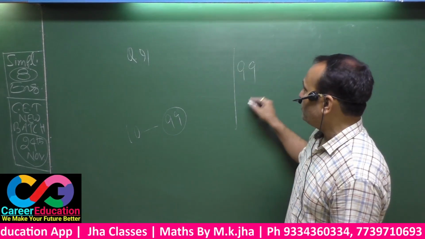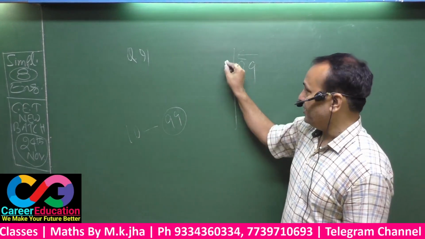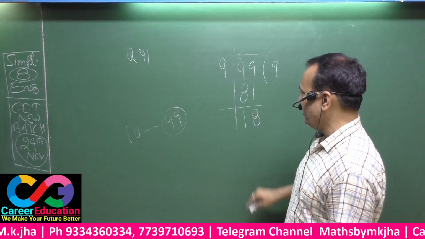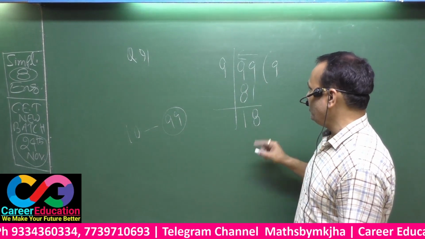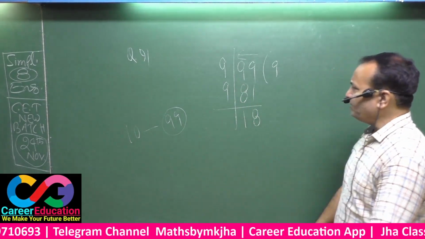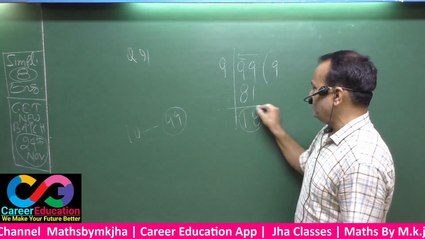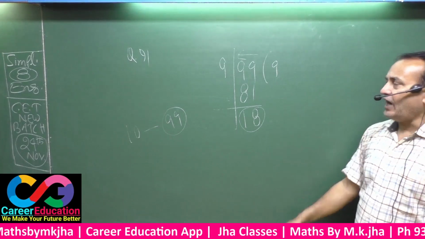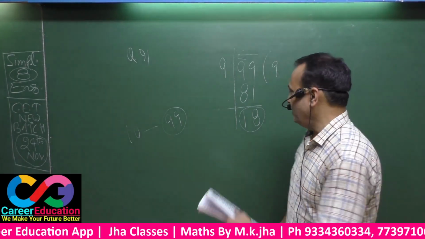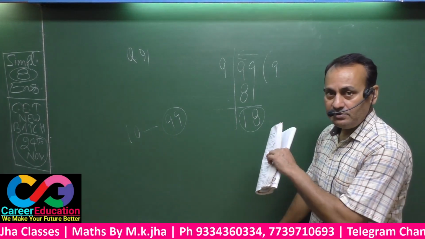That means you should take the square root of 99. This is the division method. See here, 9 9s are 81, 18 remaining here. Again 9 will be added here. This remainder says to you that 99 is not a perfect square number. Had 99 been a perfect square number, the remainder here must have been 0 only.